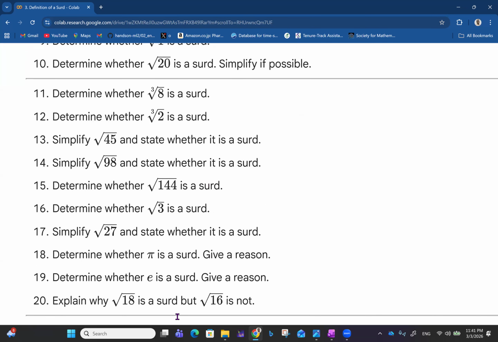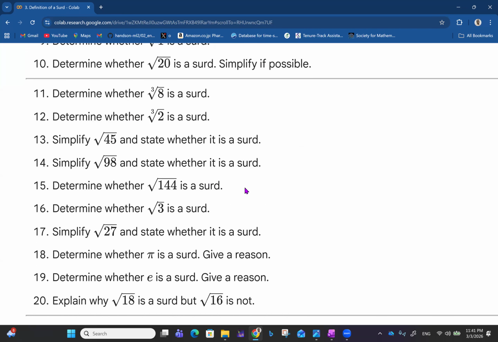And then coming to the second half, determine whether the cube root of 8 is a surd. The cube root of 8 is 2, which is rational. The cube root of 2 is a surd, of course, because you can't simplify it into a rational number. Then the square root of 45, that's 9 times 5, which is 3 root 5. That's a surd. The square root of 98, that's 49 times 2, which is 7 root 2. That's a surd.